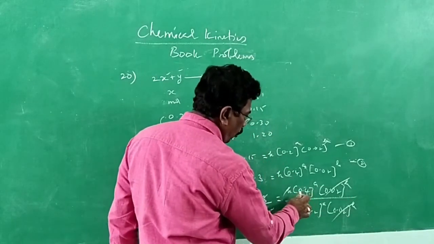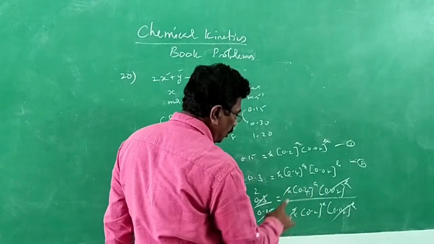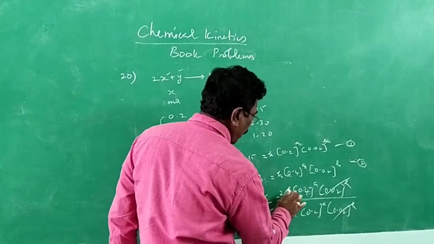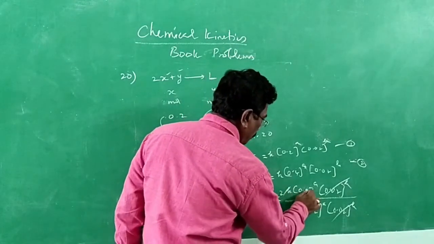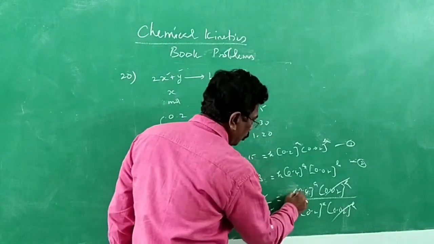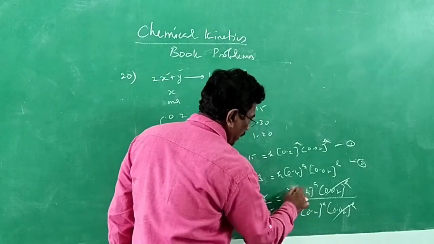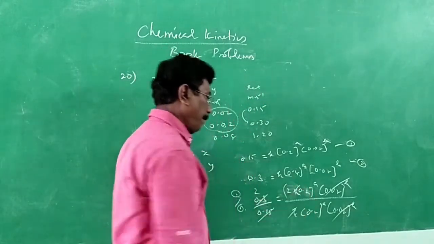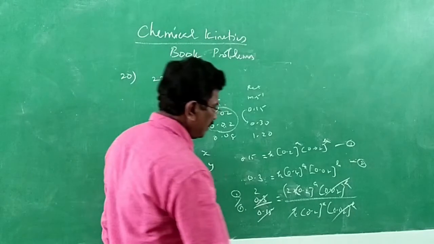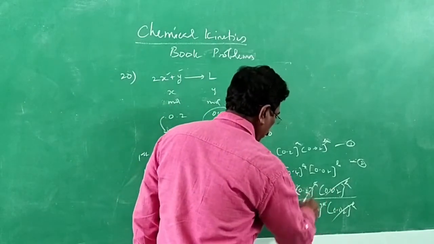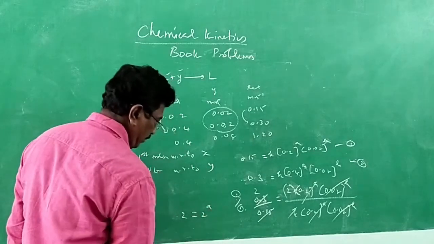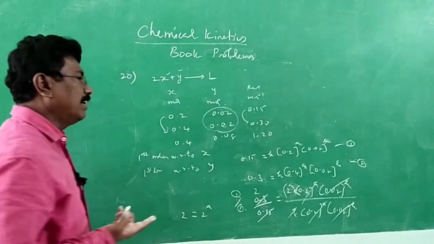Here 0.4 to the power A, 0.4 can be given as 2 into 0.2. Am I correct? 2 into 0.2 to the power A. This gets cancelled, so 2 to the power A is remaining. 2 is equal to 2 to the power A. Therefore, A is equal to 1, order 1.